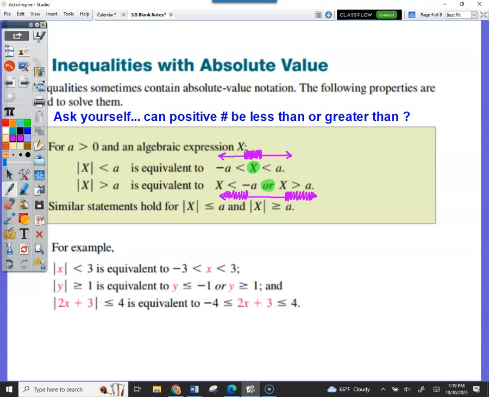Stay with me. Don't fall asleep. And means more restrictive. It's got to be greater than this lowest number and at the same time smaller than the high number. So it's got to be in between. Or means it's got to be to the left or to the right. And that's how your answers will always look as well, unless there's a special case scenario, which I'm going to show you.